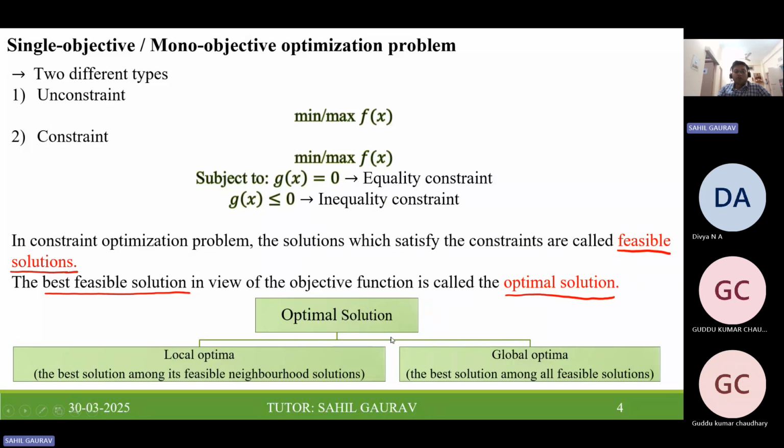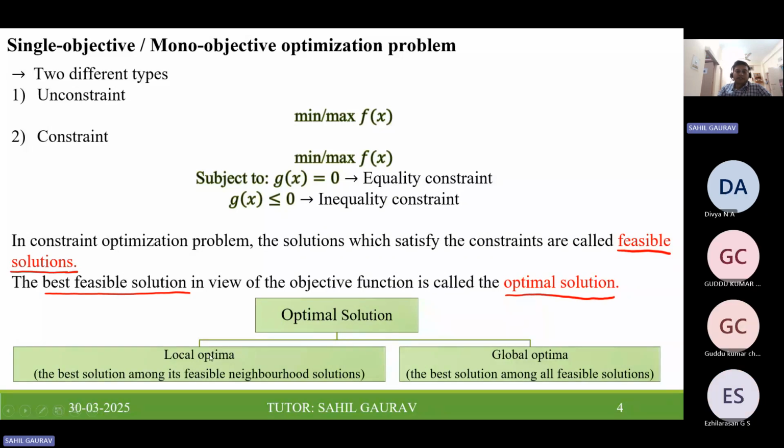And the optimal solution can be of two types: local optima and global optima. Local optima is the best solution among its feasible neighborhood solutions, while the best solution among all feasible solutions we call global optima. So local optima, from the name, it is the best solution among its feasible neighborhood solutions, while global optima is the best solution among all the feasible solutions.